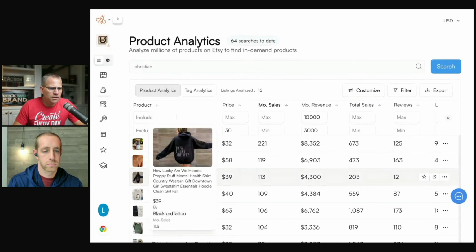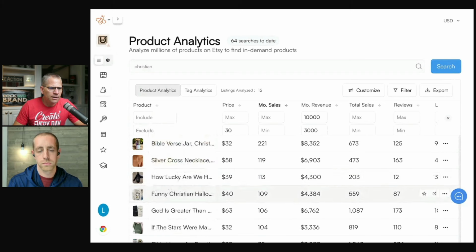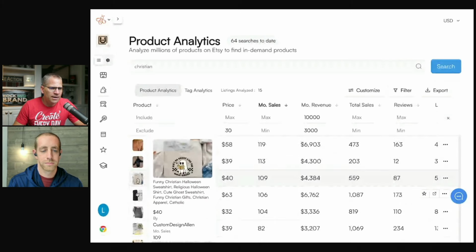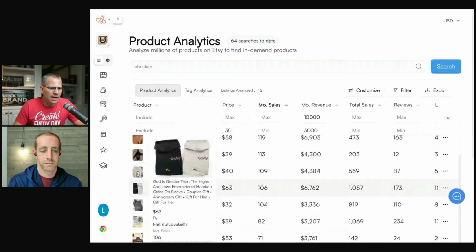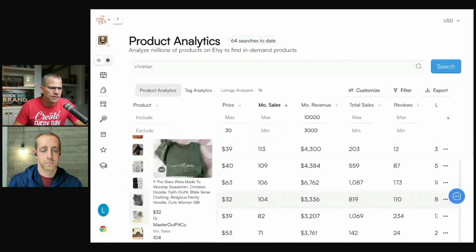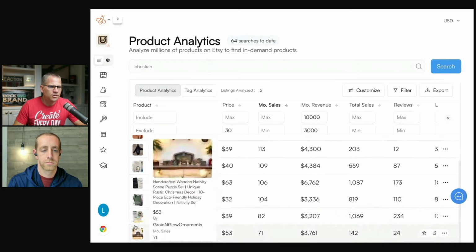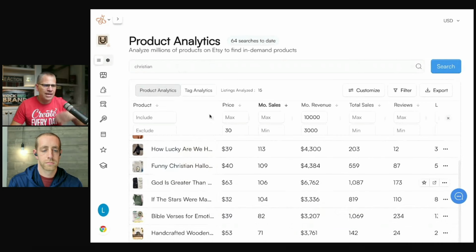So here we are. How lucky are we? Hoodie. Then we've got here, funny, that was Halloween. And then we got here, God is greater than the highs and lows, embroidered. That's a hoodie. If the stars were made. So these are all Christian based. So that's what we're looking for, right? So that's just from doing that and doing this, monthly revenue, 10,000 to 3,000.